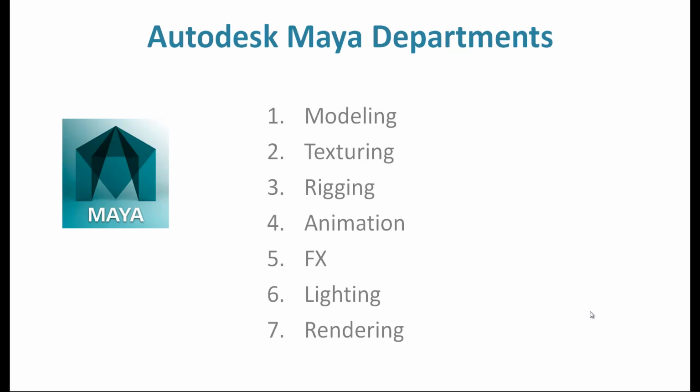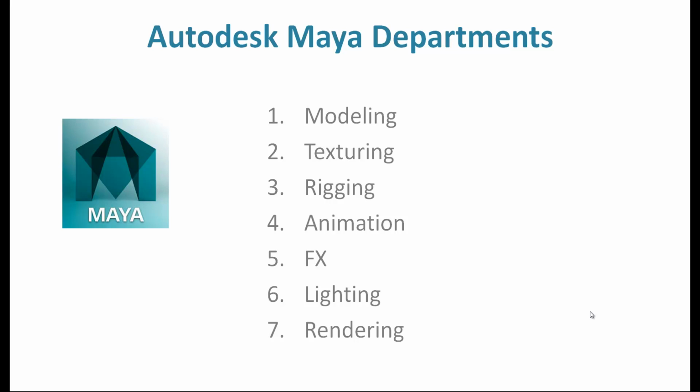It has a few departments. In the 3D animation industry, we have departments such as modeling, texturing, rigging, animation, effects, lighting, and rendering. These departments work in different scenarios according to the project requirements. It's like an example.